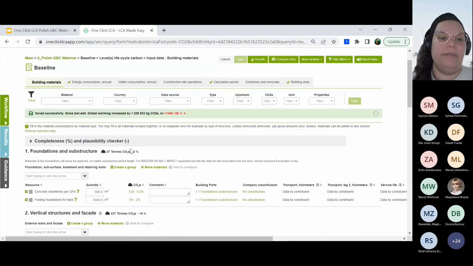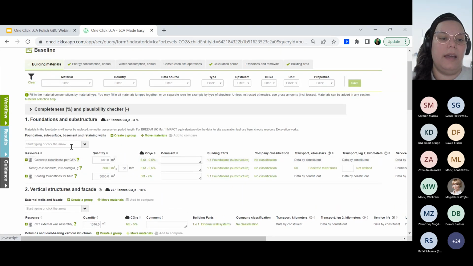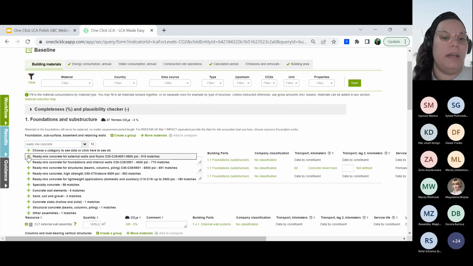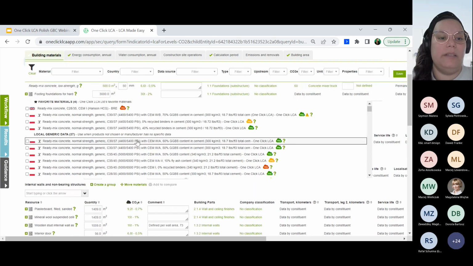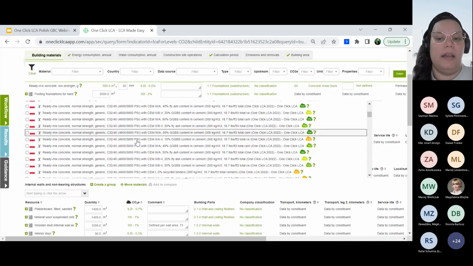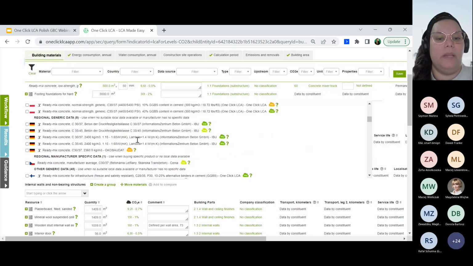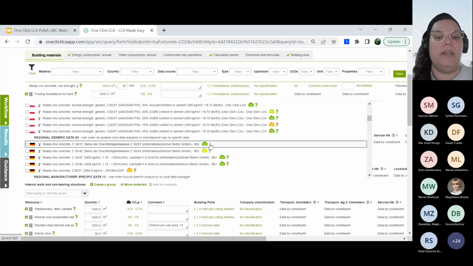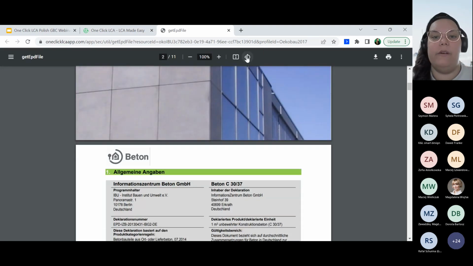So here I have my building materials. And here I can also add more materials manually. For example, if I type here ready mix concrete, I can also see the list of materials here to choose from. If there are some materials that are manufacturer specific, I can click on the question mark, download the EPD and see more information in depth.